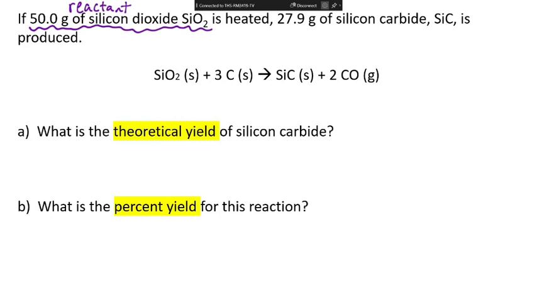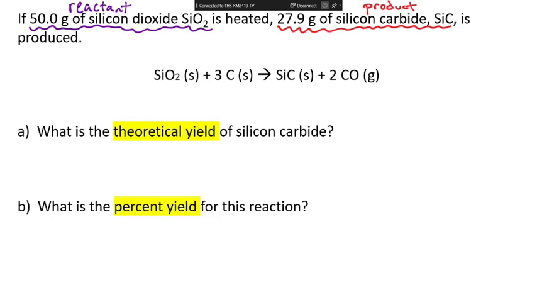Then we've got 27.9 grams of silicon carbide. Now that's actually a product. It turns out that is what I would consider my actual yield. That's how much they actually produced when they did this experiment. So that's my actual yield that I'll eventually use for part B. But first I need to find a theoretical yield in part A.